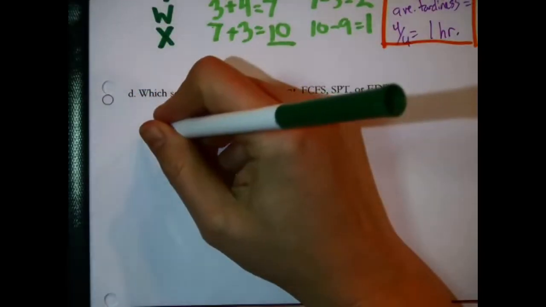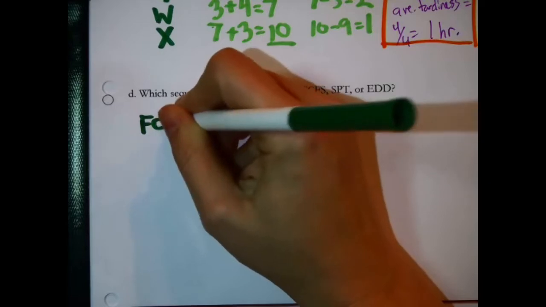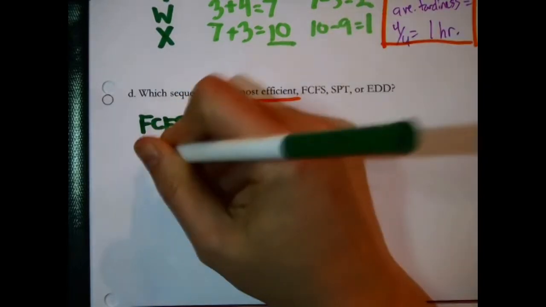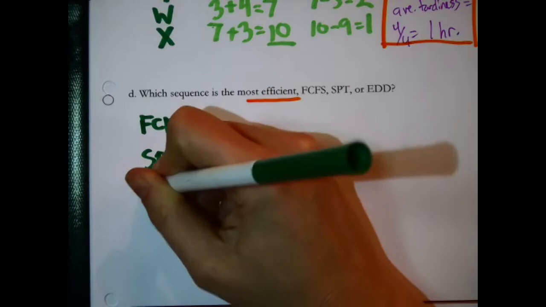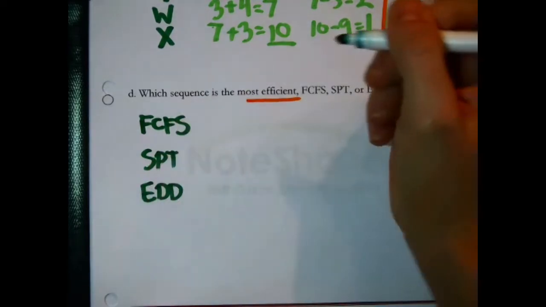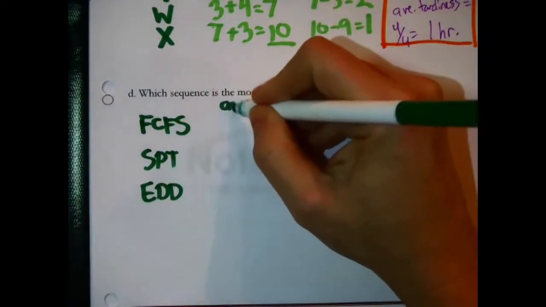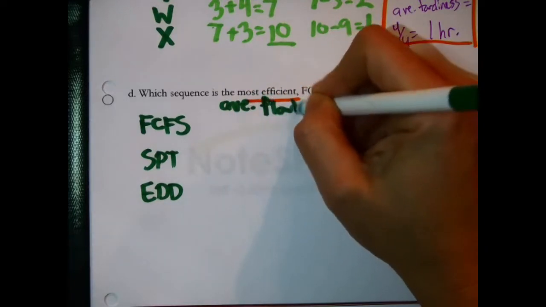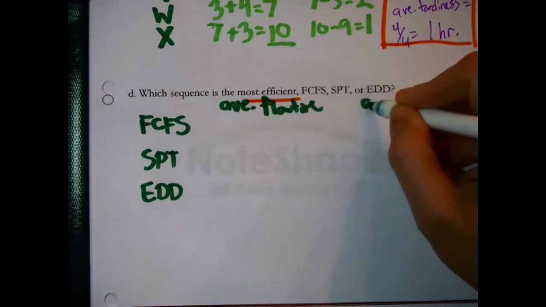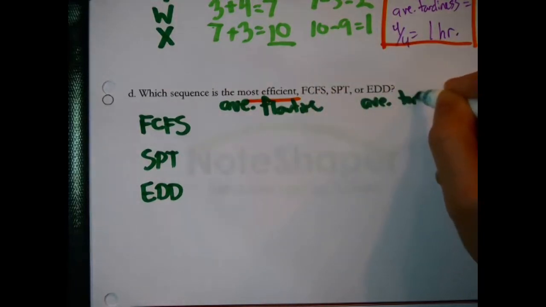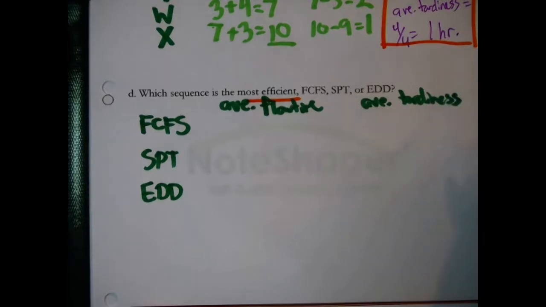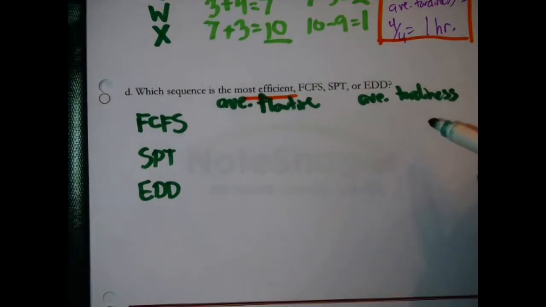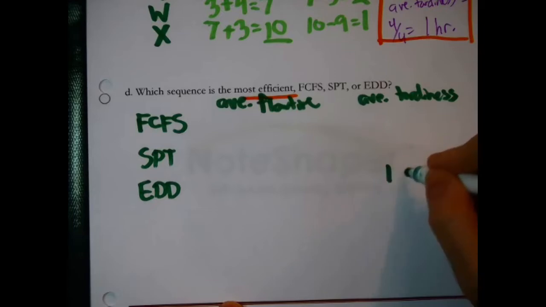We're trying to pick from or comment on here first come, first serve versus shortest processing time versus earliest due date. All right, now there are 2 performance measures, average flow time and average tardiness. And what do we know? Actually, we can just fill in some data here because, for instance, we were just looking at earliest due date. The average tardiness is 1 hour. I can fill that in.